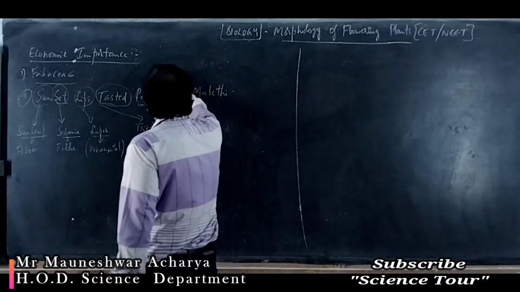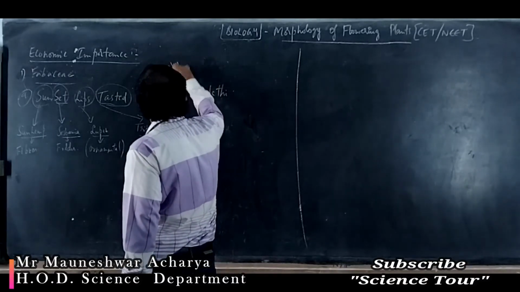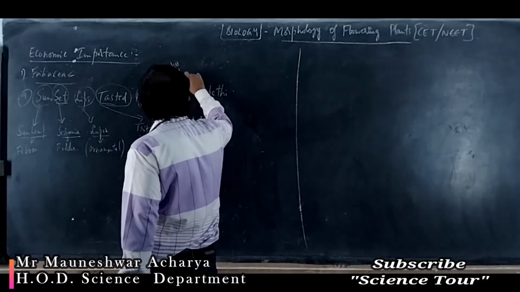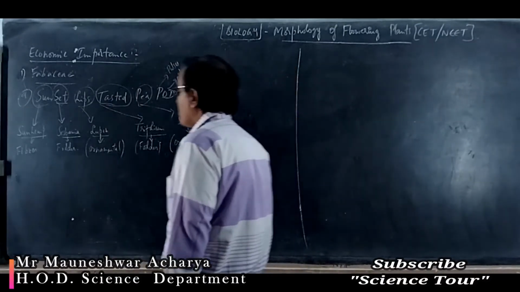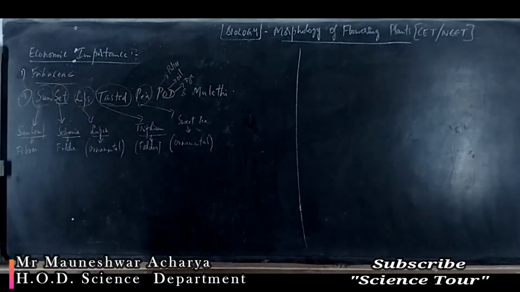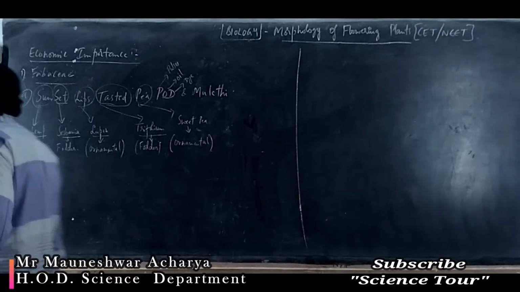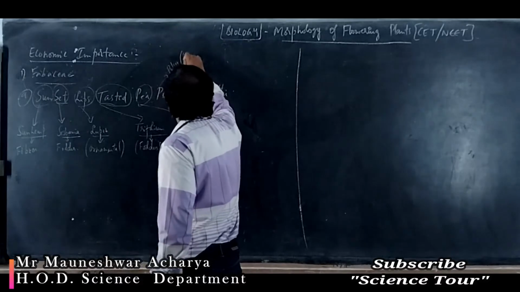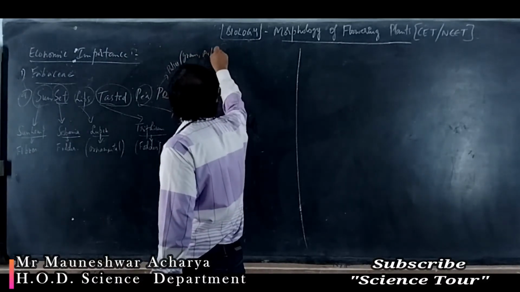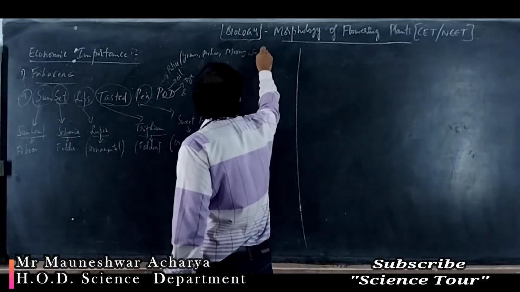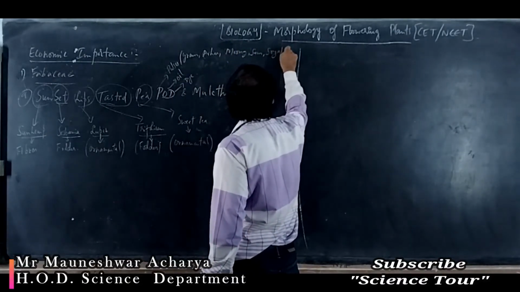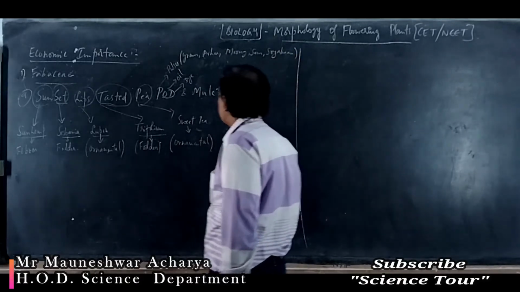Then comes P for pulses, O for oil, D for dye. So what are the different kinds of pulses you studied? Gram, arhar, sem, moong, soybean. These are the different pulses.